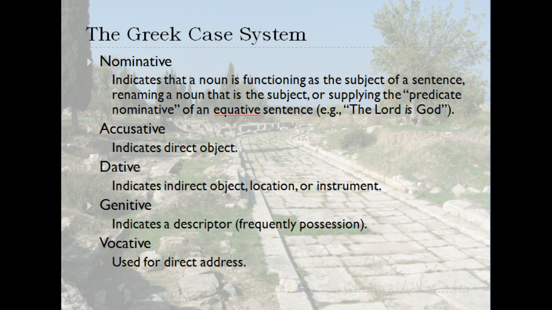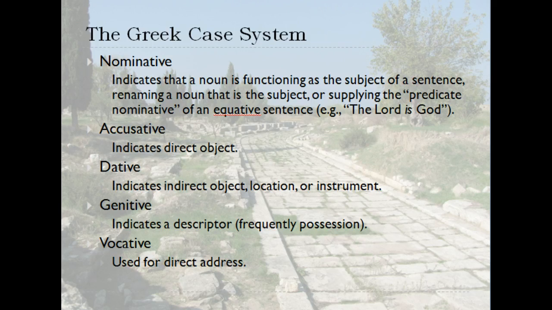If we were to have the sentence, "Christ, the Lord, is God," Christ would be the subject, the Lord would be renaming the subject, and God would still be the predicate, that which is predicated of Christ the Lord. So all three nouns would appear in the nominative case.